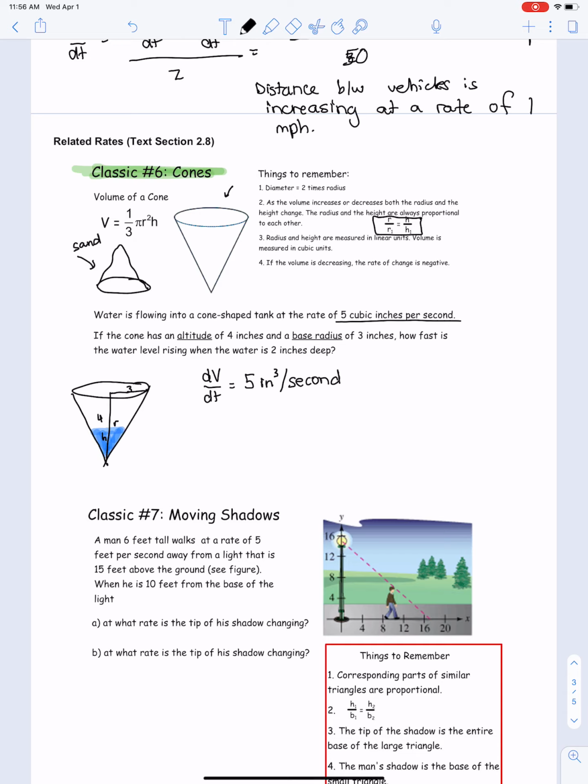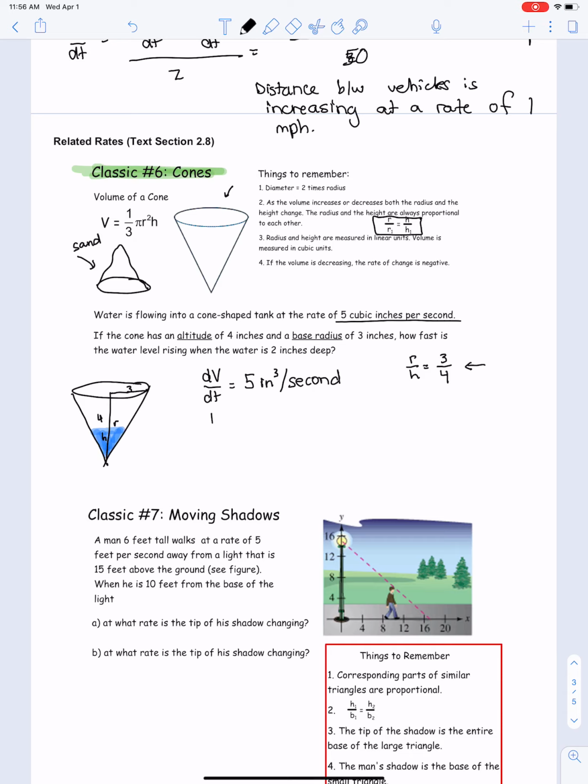So what we say is that the radius to the height is always in proportion. So the radius of the water level to the height of the water level is always in proportion to the original radius and height of the cone. So this shows us how the radius and the height deal with one another.